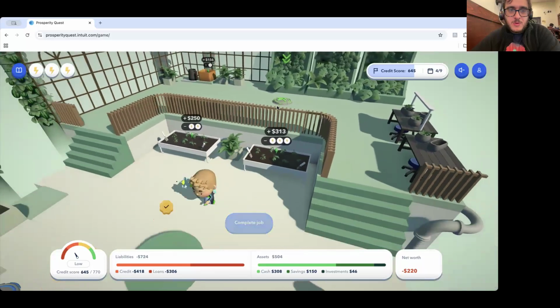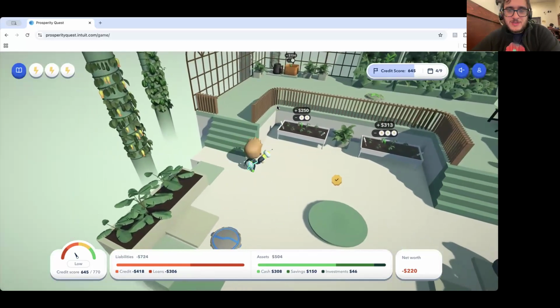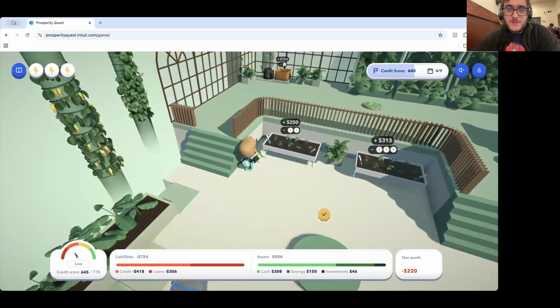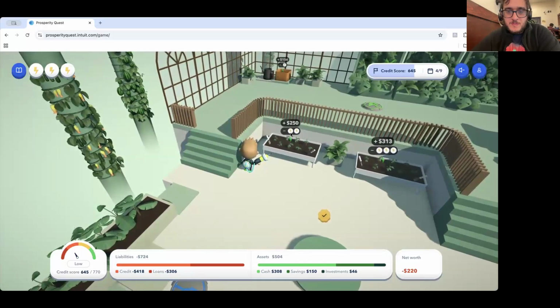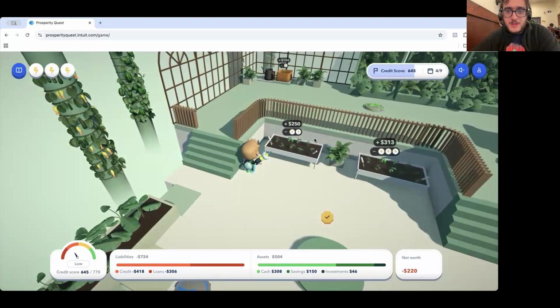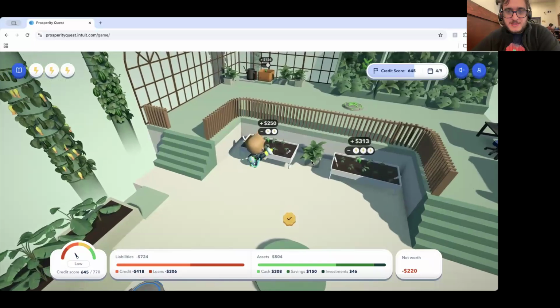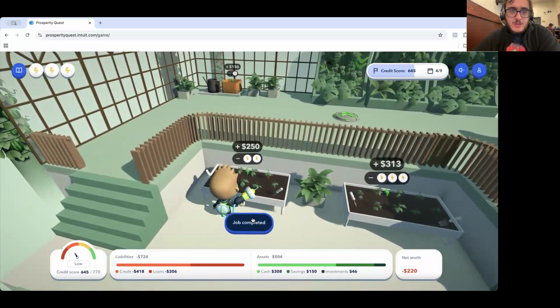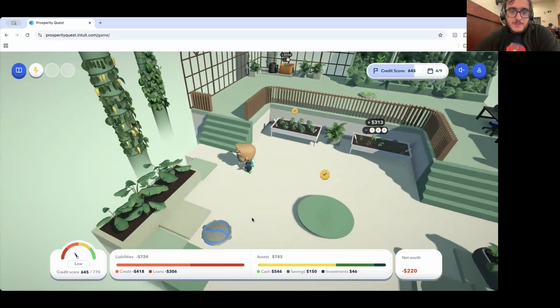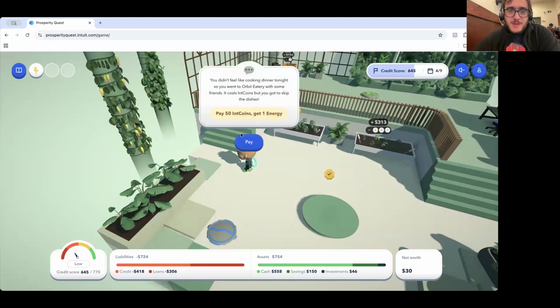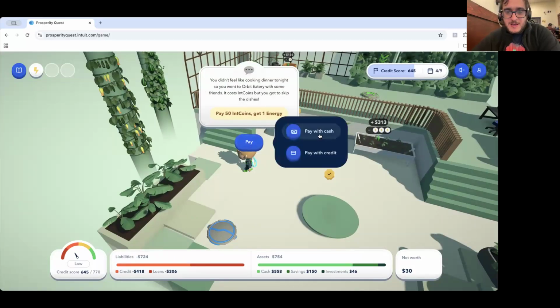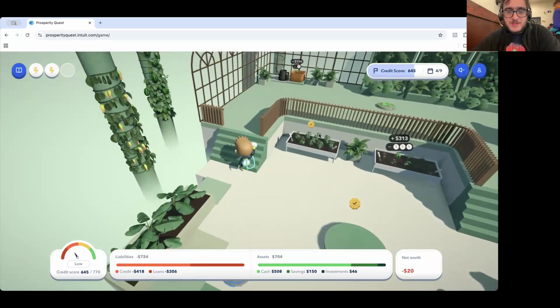Okay. Ooh, and you see that here, it says $156 for one, 250 for two, 313 for three. Now, if I do 250 plus 156, that's going to be obviously more than 313. So let me do that. Oh, pay 50 in coins. So this is where I have to pay 50 in coins, and I did.